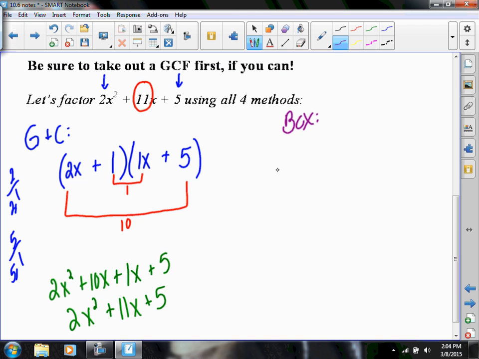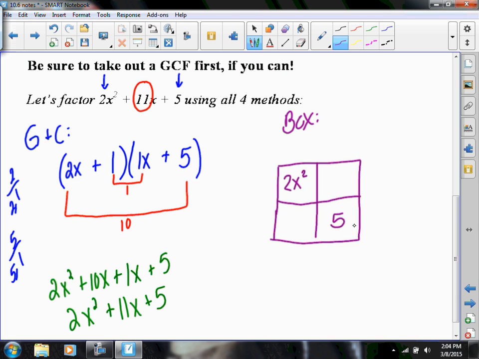And again, this is where we're going to set up our box. We're going to put our 4 squares inside the box. We don't need any diagonals. But my first term goes in the first box in the upper left, and my last term goes in the lower right box. And then what I need to do is I need to multiply the 2 and the 5. So 2 times 5 is 10.